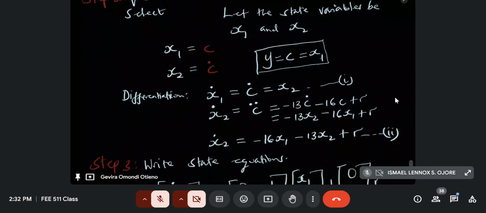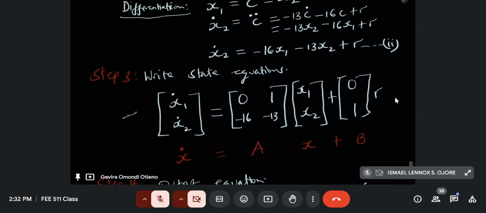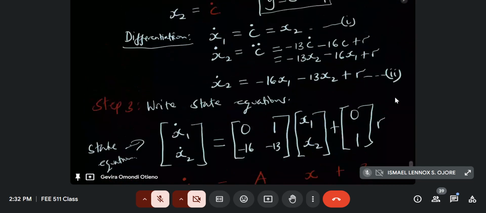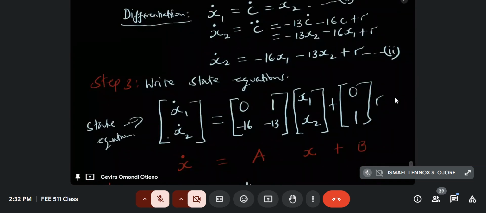And then we do a little bit of differentiation or manipulation, because the state equation demands that the terms on the left-hand side be a derivative of your state variables. That's why we had to differentiate here, because our variables are X1 and X2. So we have to differentiate to get X1 derivative and X2 derivative, because that is the format of the state equation.